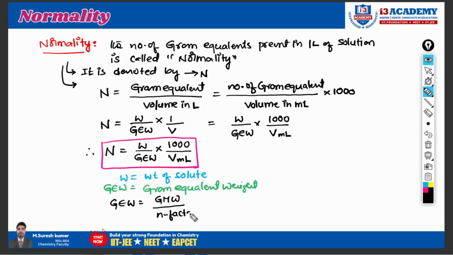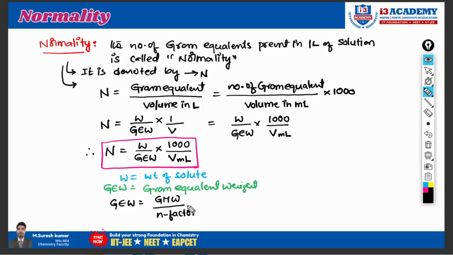This N factor for an acid is equal to basicity. For a basic substance, N factor is equal to acidity. For salts, N factor is equal to the charge on the cation or anion.